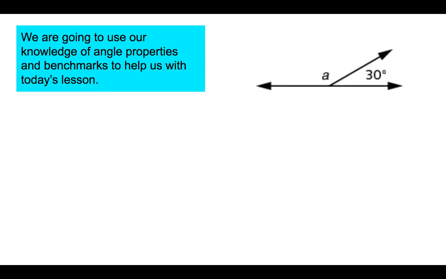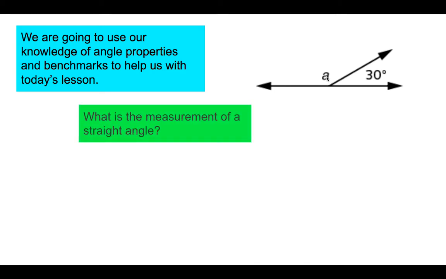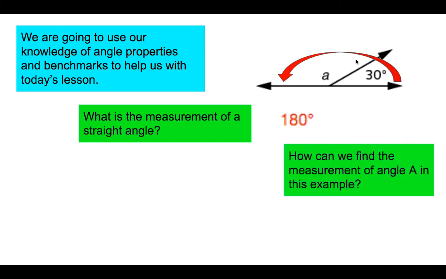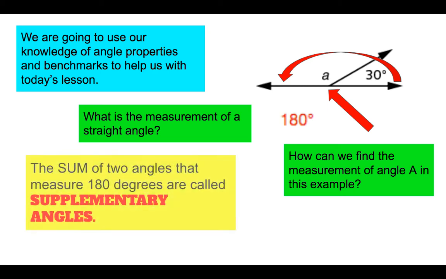So let's look at this angle here. All right, so we have an angle here with 30 degrees over here, and then we have another angle that we don't know, and we're calling it unknown, and we're calling it A. Well, let's think about this for a second. What is the measurement of a straight angle? Well, we know that a straight angle, so from here to here, is 180 degrees. We talked about this before. So this is 180 degrees. So now how can we find the measurement of angle A in this example?